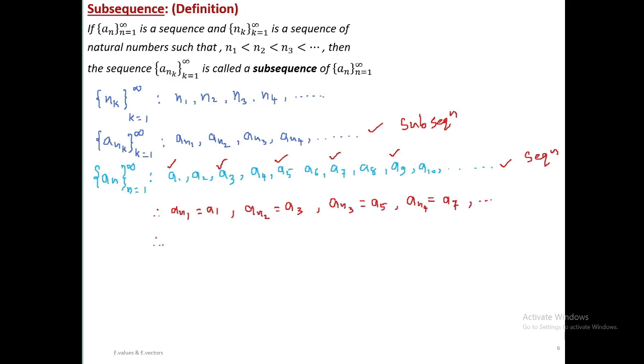So what is the new sequence now? The subsequence a_{nk} will be a1, because a_{n1} is nothing but a1. Next a_{n2}, which is nothing but my a3. a_{n3}, which is nothing but my a5. So like this and so on. So indirectly this subsequence is nothing but a1, a3, a5 and so on. But what are these terms? These terms are coming from the old sequence only. From this sequence only we are taking. Therefore, terms of a subsequence are not new terms. They are from the sequence only.